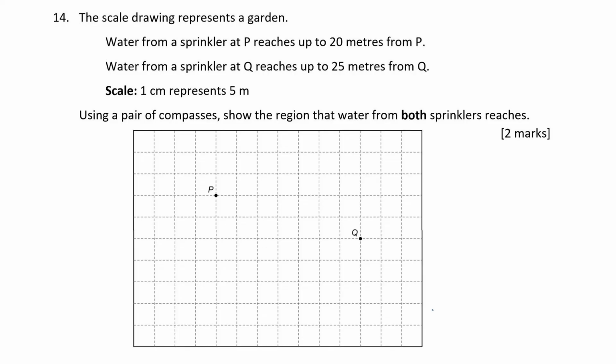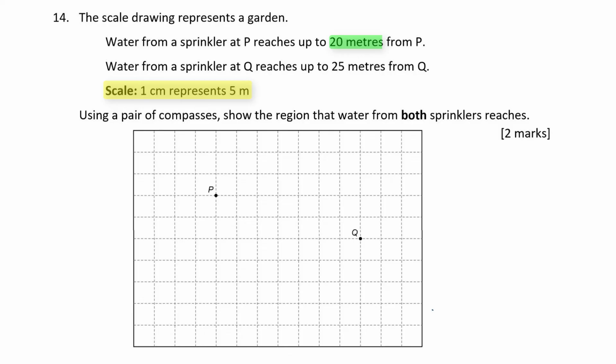So what you need to do is draw circles based on P and Q that reach that far, don't we? So using the scale, 1 centimeter represents 5 meters, then 20 meters is going to be 4 centimeters on our scale. So we need to draw a circle of radius 4 centimeters centered on P.